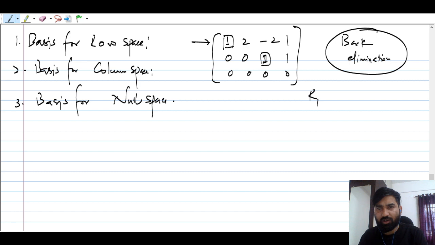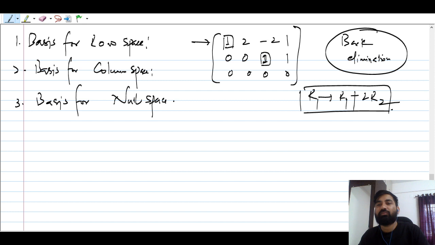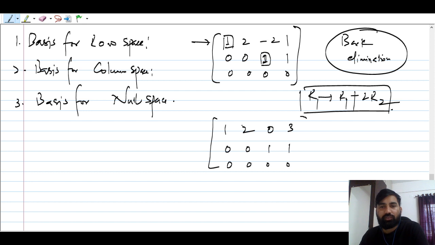On R1, we can say R1 plus two times R2, right? You can do that. If you multiply by two and add, this becomes 1 2, it will be same only, this is 0, and if you multiply 2 here, it will be 3, right? 0 0 1 1 0 0 0 0, right? So there is a pivot, there is a pivot, right?